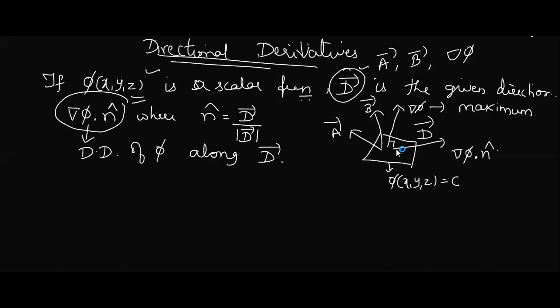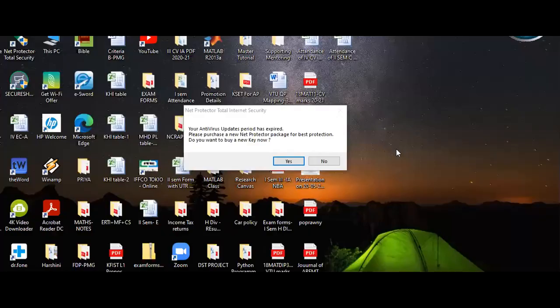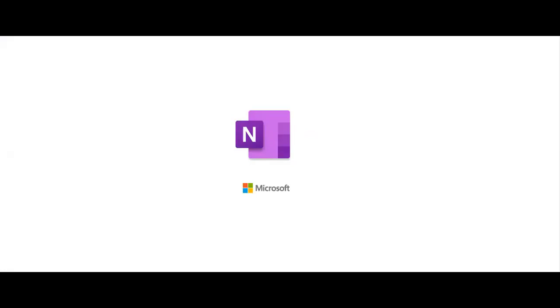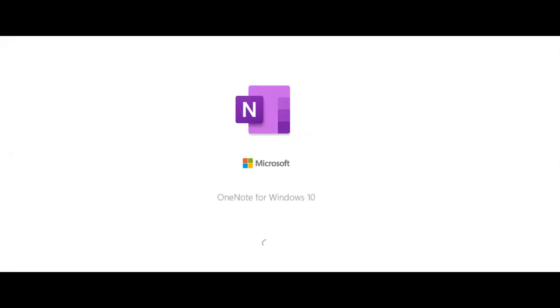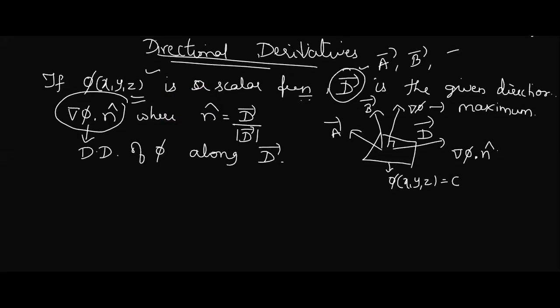Now, theoretically I can find the directional derivative using the definition del phi dot n cap. This I can use and find out. Now geometrically, if I want to find it, then what I will do is represent this scalar function as a surface.